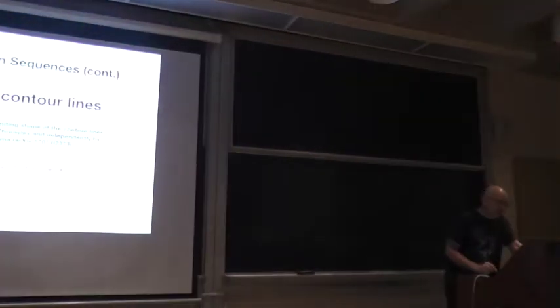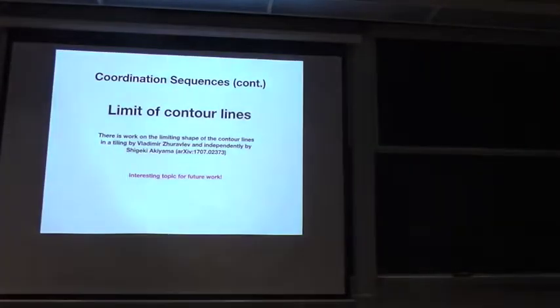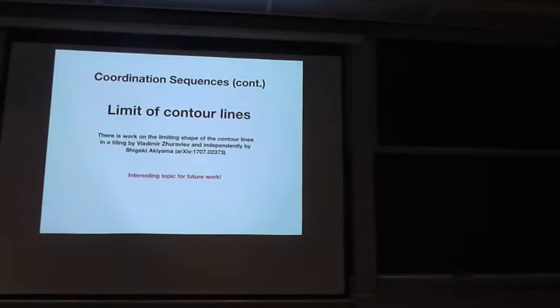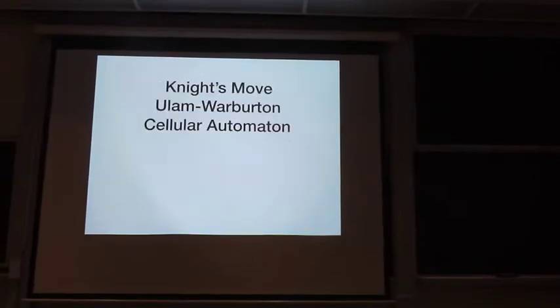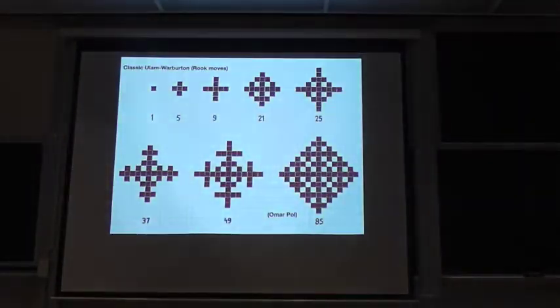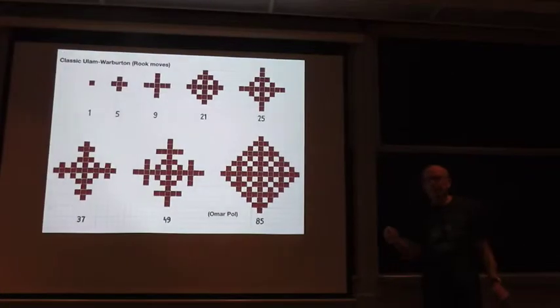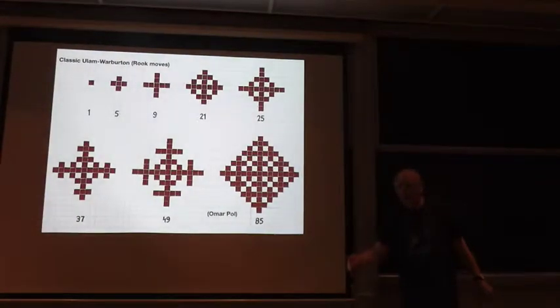Another question is the limits of the contour lines. There's some interesting work that I haven't followed. I do want to mention the Knight's move Ulam-Warburton. So here's the classical Ulam-Warburton automaton. You're on graph paper, you start with one cell that's on.